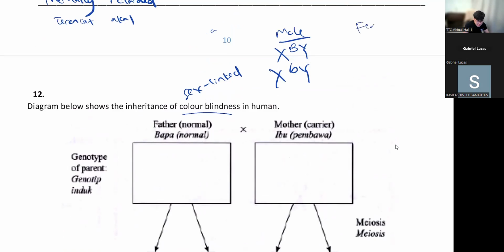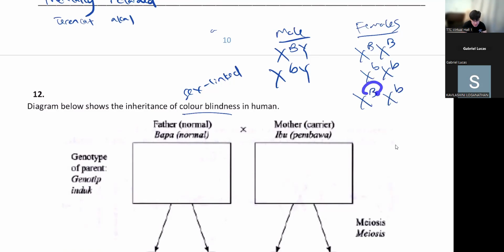Whereas for females, you have three. You could be X big B, X big B. You are normal. You have two dominant genes. You are X small b, X small b. You are colorblind. You have two recessive genes. Or the thing that complicates things would be X big B, X small b.